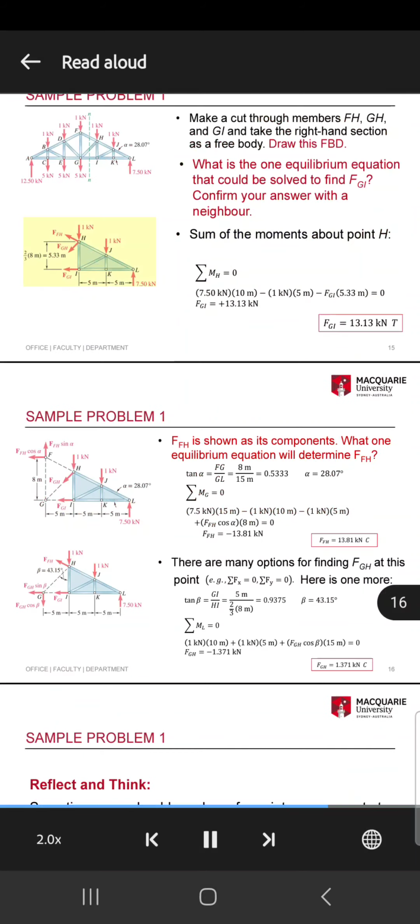Free body diagram of truss. Free body diagram using section NN. Member forces FFH, FGH, and FGI are exposed. What is the one equilibrium equation that can be solved to find FGI? Confirm your answer with a neighbor. Sum of the moments about point H.